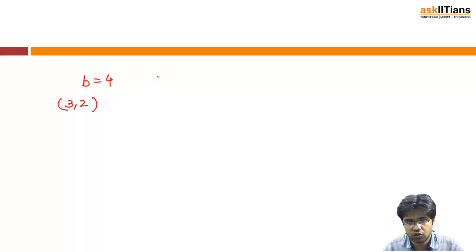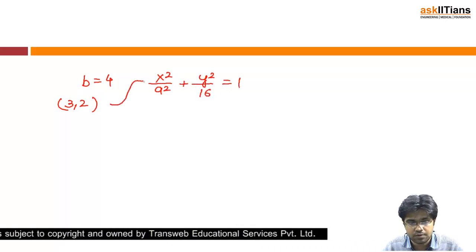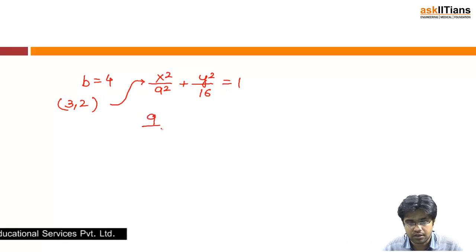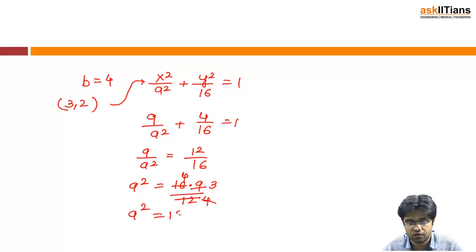So I can write the equation of this ellipse as x square by a square plus y square by 16 is equal to 1. This ellipse passes through (3, 2). That means 9 by a square plus 4 by 16 is equal to 1. That means 9 by a square is equal to 12 by 16, or I can say that a square is equal to 16 into 9 divided by 12. That means a square is 12.